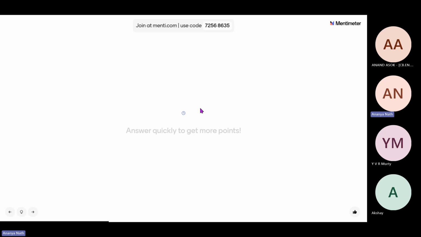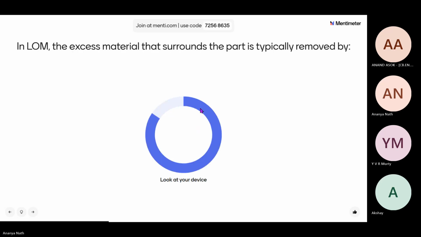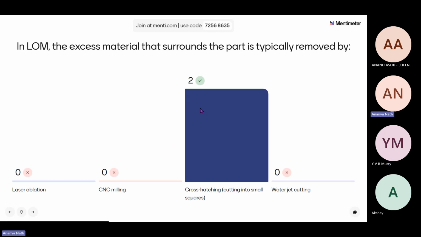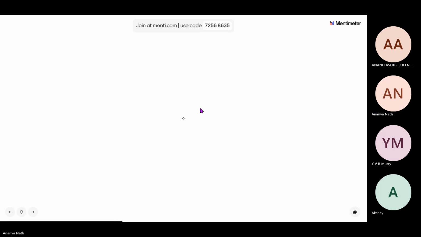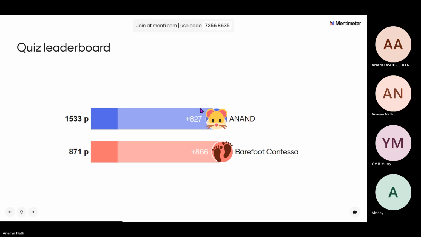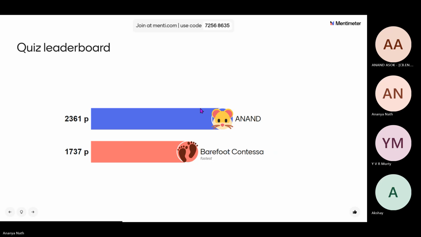So here is your question. The excess material that surrounds the part is typically removed by cross hatching. Cutting into small squares. Yes, correct. Again, fastest. Good.